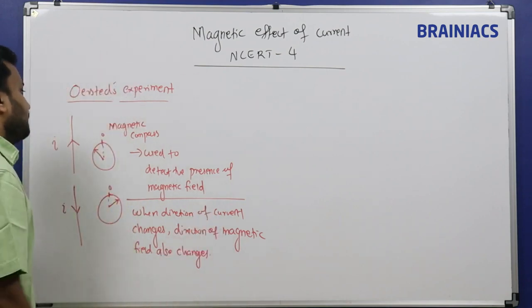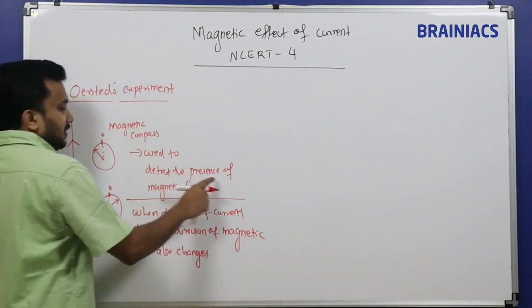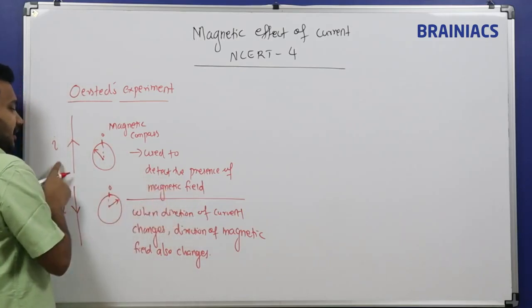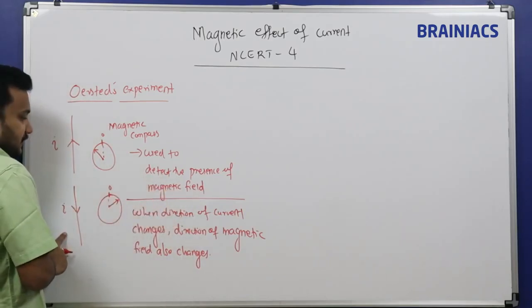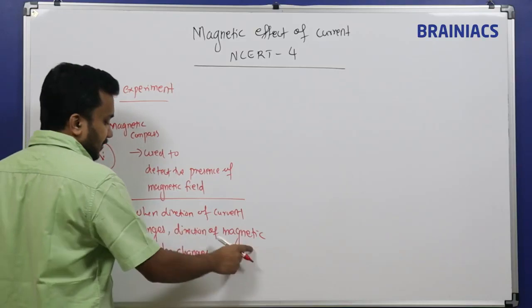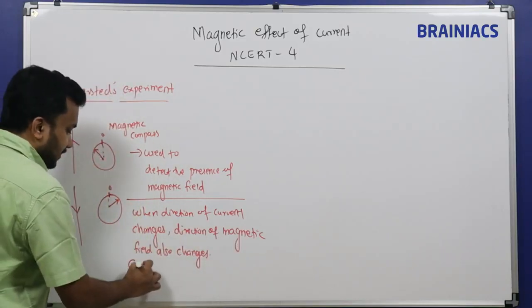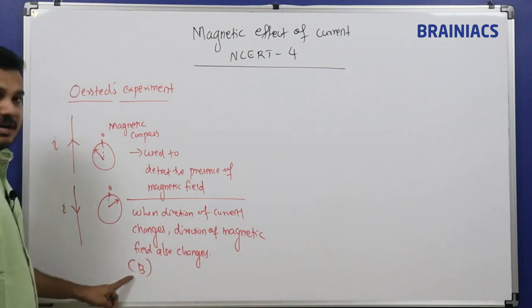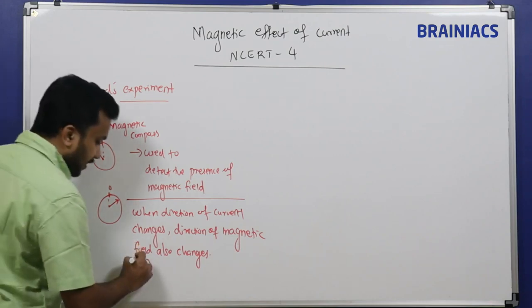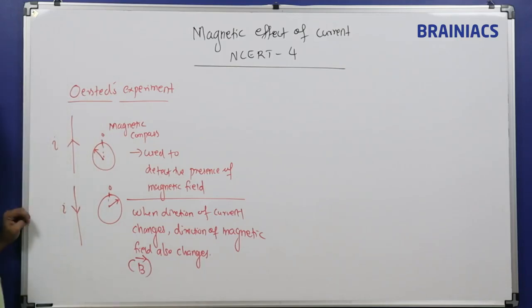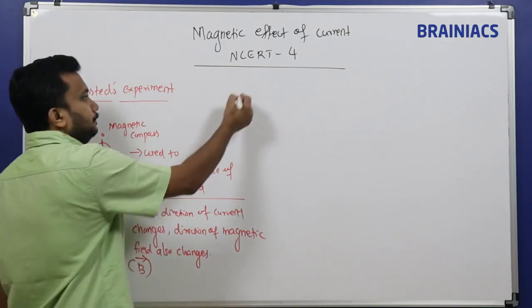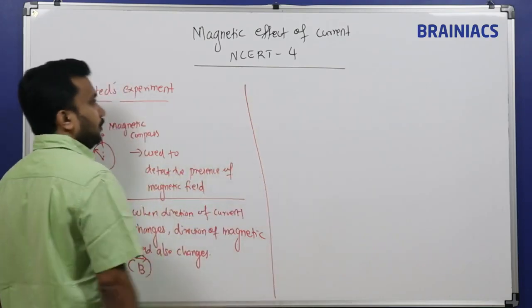So a magnetic compass is a device which is used to detect the presence of a magnetic field. Whenever the direction of the current changes, the direction of the magnetic field will also change. Magnetic field is represented using a letter B. As this is a vector quantity, we can mark it with an arrow on top of it. This is called Oersted's experiment. Hope it is clear to you.